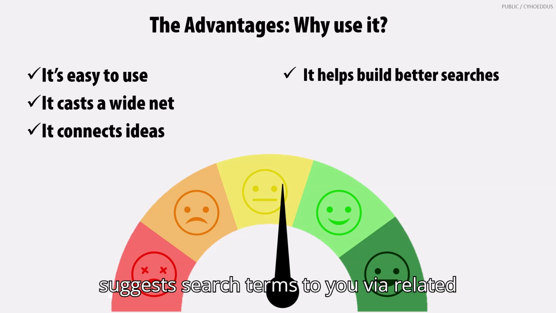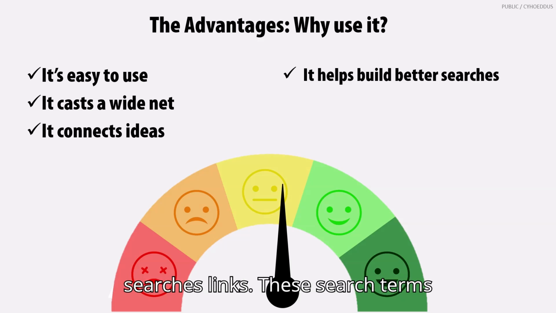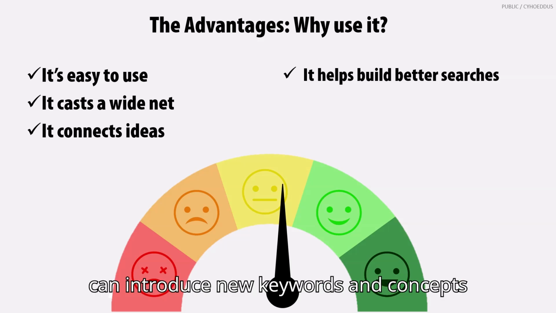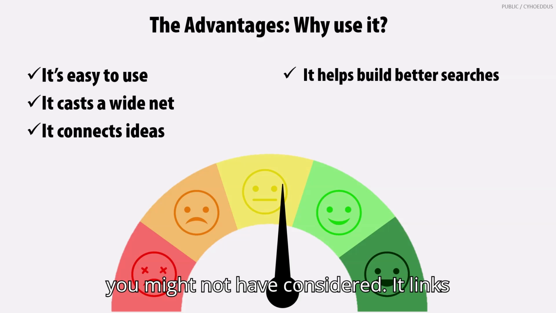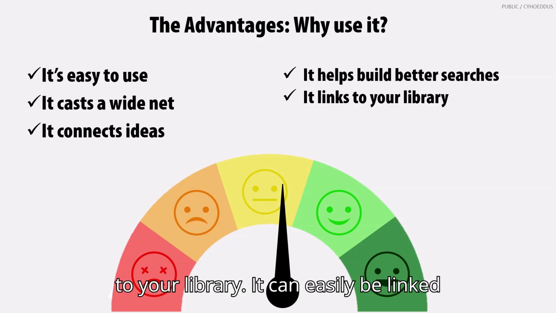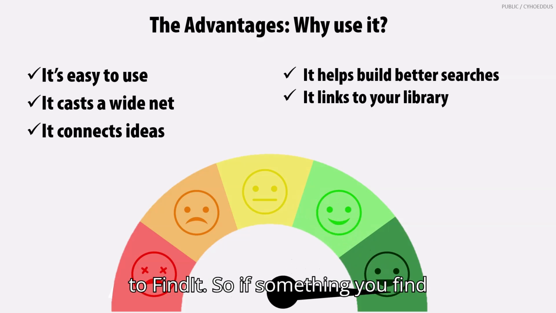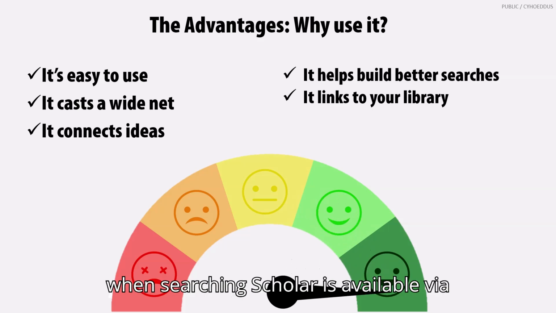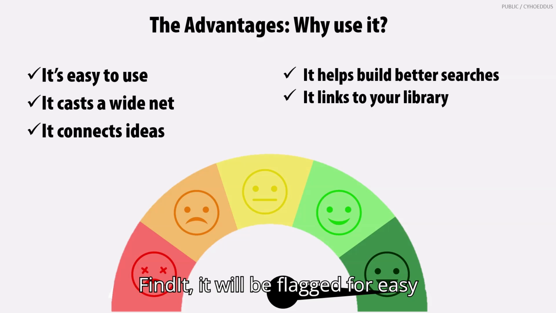It helps build better searches. It suggests search terms to you via related searches links. These search terms can introduce new keywords and concepts you might not have considered. It links to your library. It can easily be linked to Find It. So if something you find when searching Scholar is available via Find It, it will be flagged for easy access.